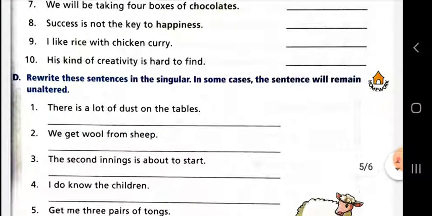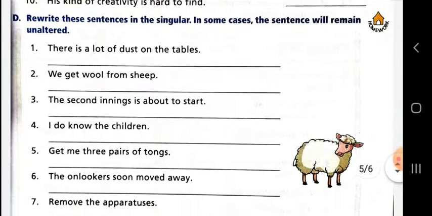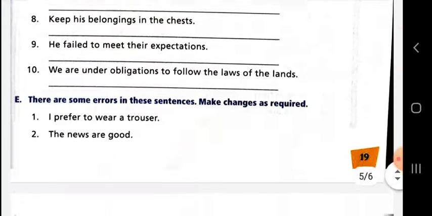Exercise D. Rewrite these sentences in the singular. In some cases, the sentence will remain unaltered. Then you have to rewrite these sentences in singular. There is a lot of dust on the tables. So you have to write the singular of tables, that is table. There is a lot of dust on the table. Like this you will solve these exercises.